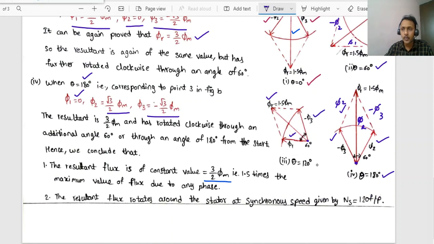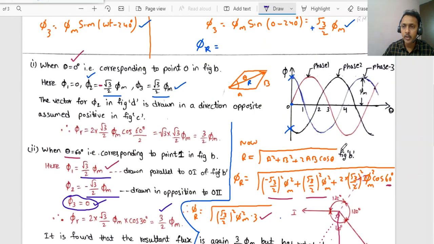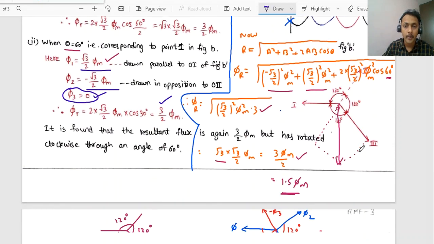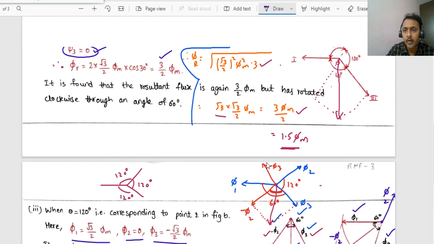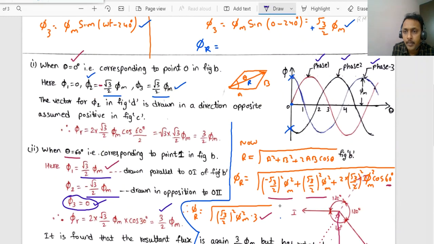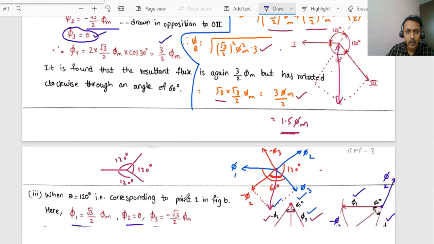So whatever the position or angle theta, even though we have three individual fluxes for phase 1, phase 2 and phase 3, the resultant value of the flux at any instant is 3 by 2 times phi m, where phi m indicates the maximum value of the flux. For example, in this diagram, this peak value is phi m, the maximum value of the flux, right?